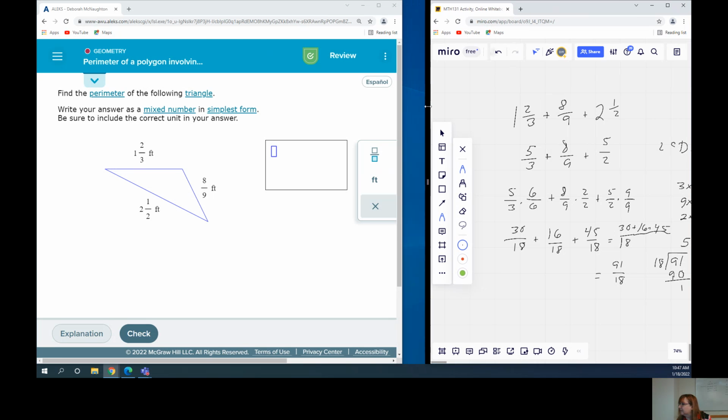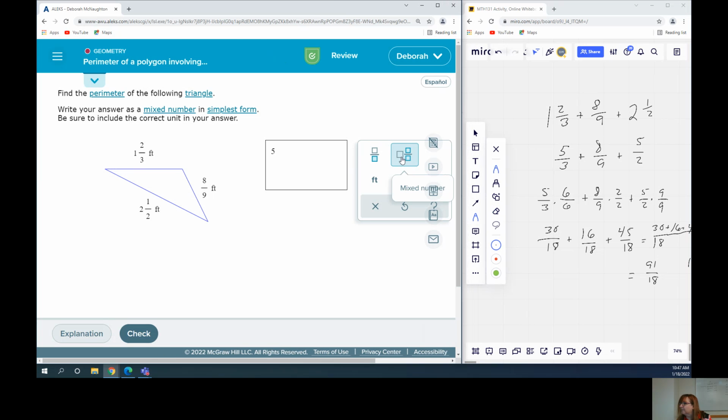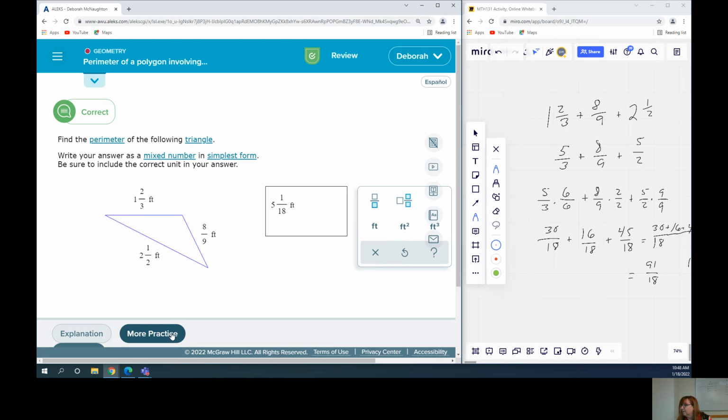So we're going to put that in as a mixed number, 5 1/18. And then perimeters are always just in units. Areas are always in units squared. Oops, and you have to move this up to put the feet. Do one more.